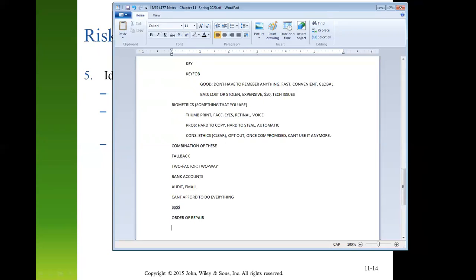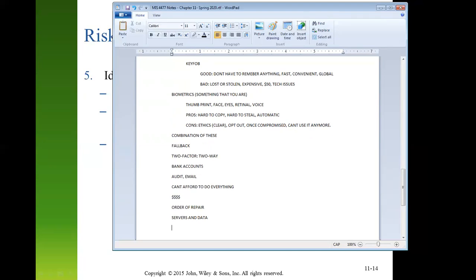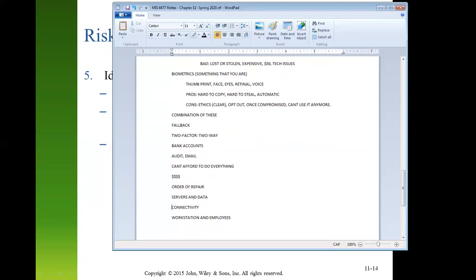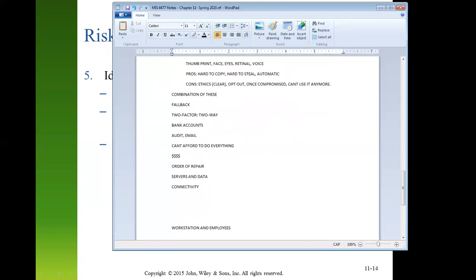What do you bring up first? What's most important? Typically the servers and the data are most important to bring up. And then the connectivity to that data is the second most important thing to bring up. And then way down on the bottom are the workstations and the employees. They're usually far down that list, as far as a company's business continuity is concerned.